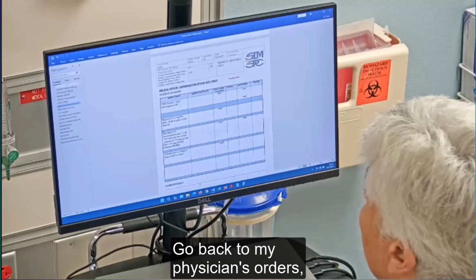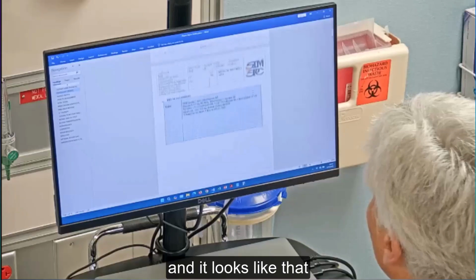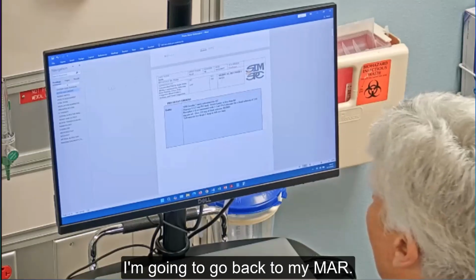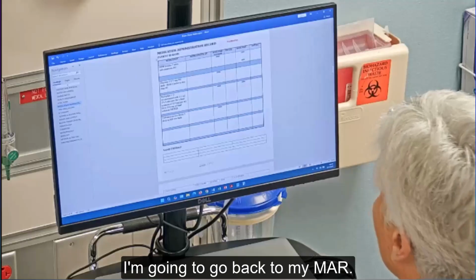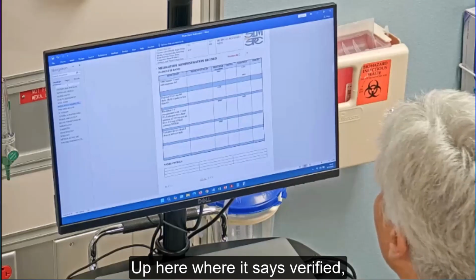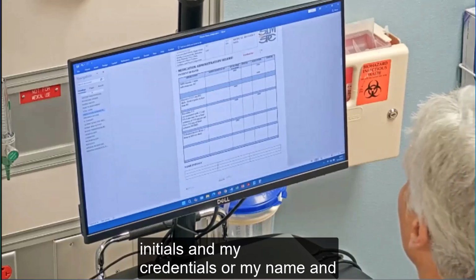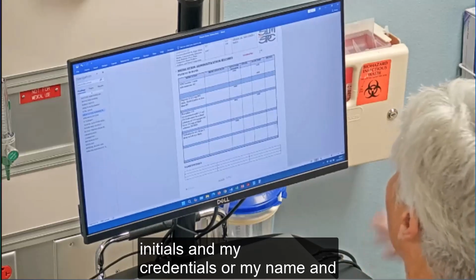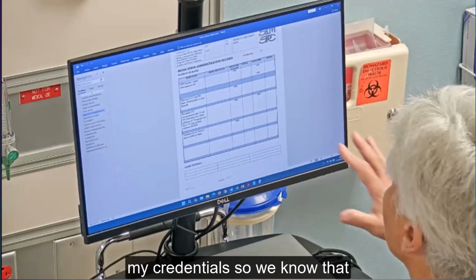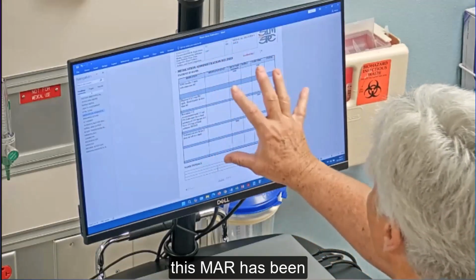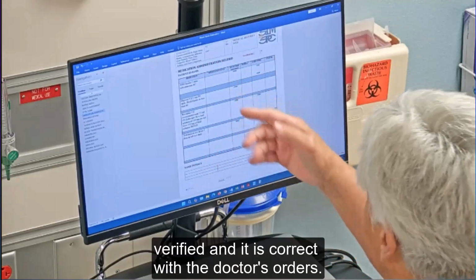Go back to my physician's orders, and it looks like that was all of my medications. So I'm going to go back to my MAR, and up here where it says verified, I am going to put my name and my credentials, so they know that this MAR has been verified and it is correct with the doctor's orders.